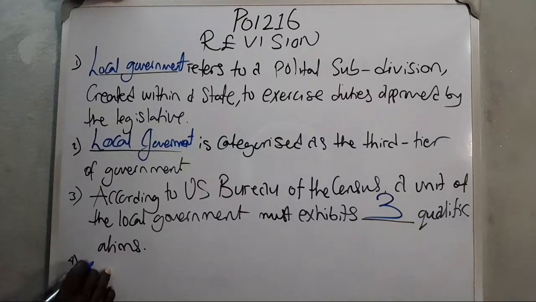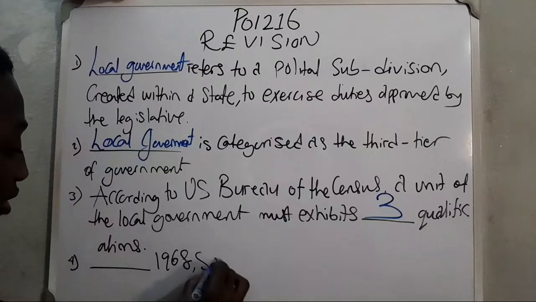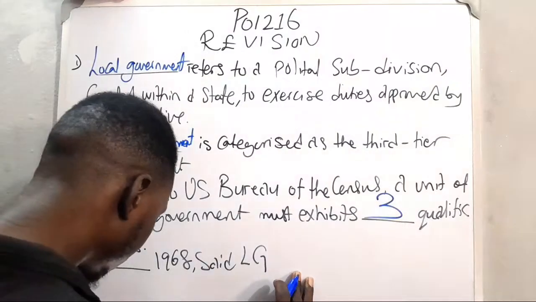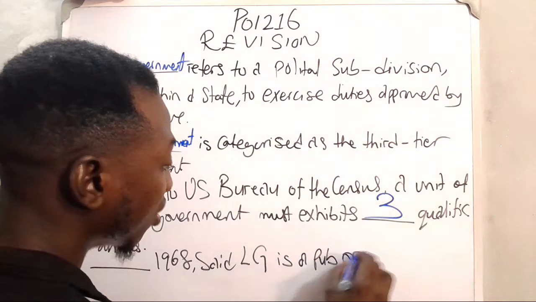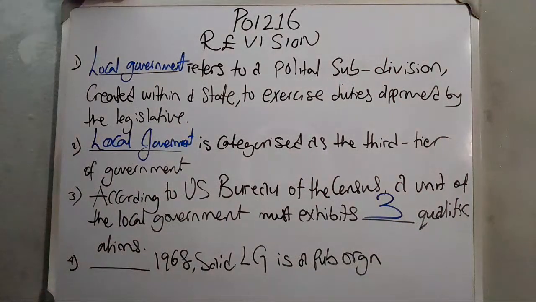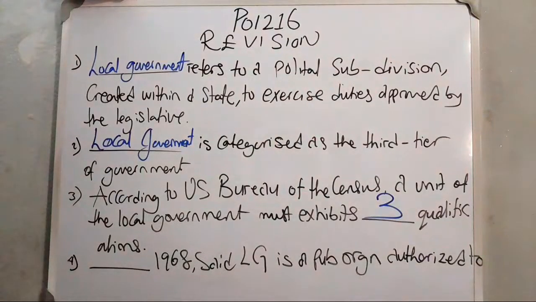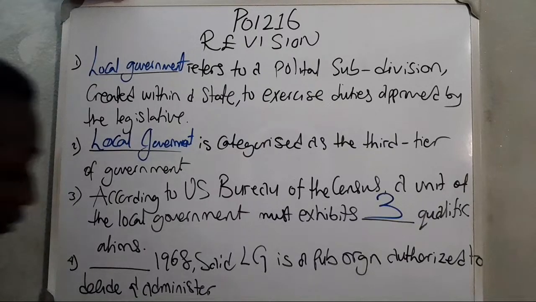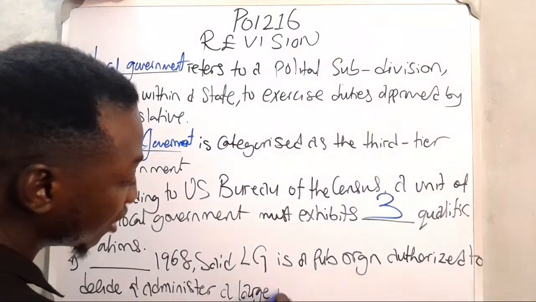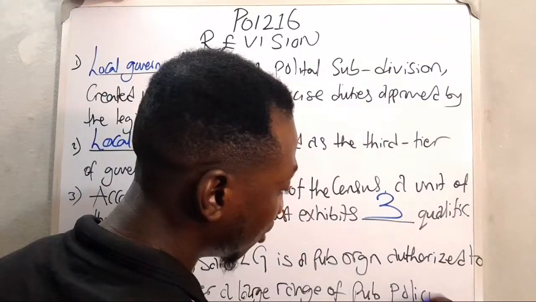Now, question 4. Dash in 1968 said local government is a public organization authorized to decide and administer a large range of public policies.